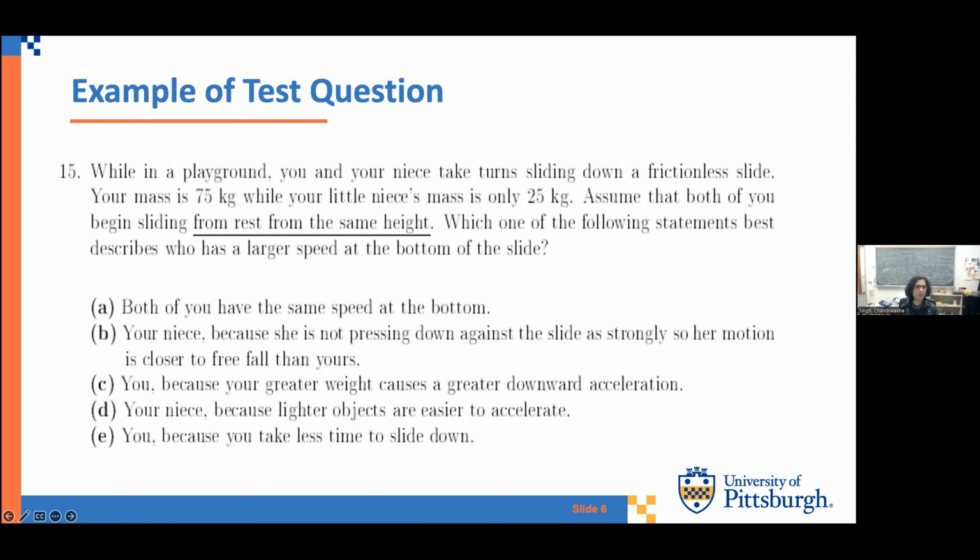Yeah, here is a question that is about an energy concept, right? It's about a frictionless slide, and two people are sliding down. One person has less mass than the other one. And the question is asking, if they start from the same height and they end at the same height, who has larger speed? And the correct answer is A, both people will have the same speed at the bottom. But you can see that it's not an easy question. It's a challenging question for students.